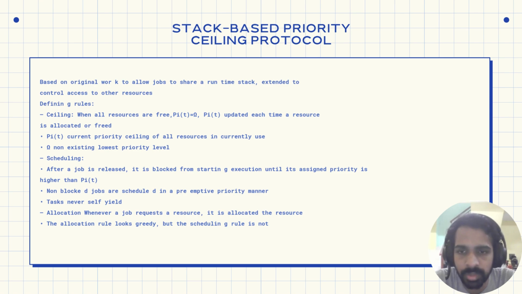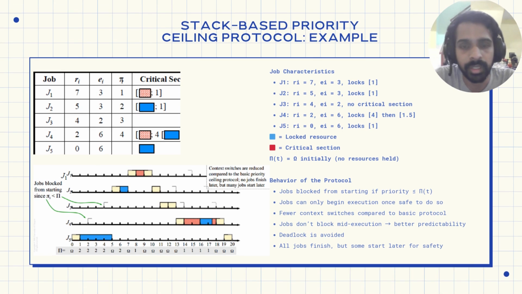In terms of scheduling, after a job is released, it is blocked from starting execution until its assigned priority is higher than π(t). Non-blocked jobs are scheduled in a preemptive priority manner. Tasks are never self-yielding. Allocation: whenever a job requests a resource, it is allocated the resource. The allocation rule looks greedy, but the scheduling rule is not. So now let's look at an example.